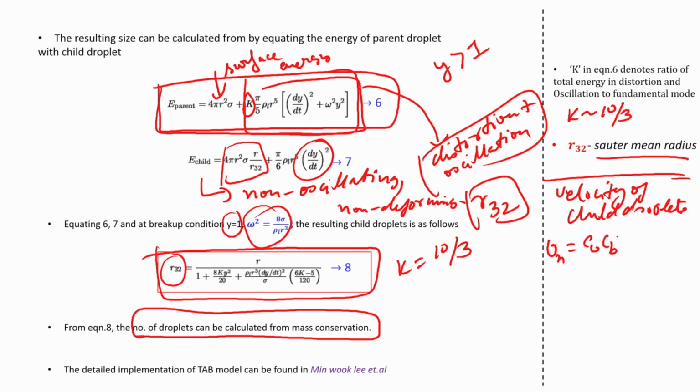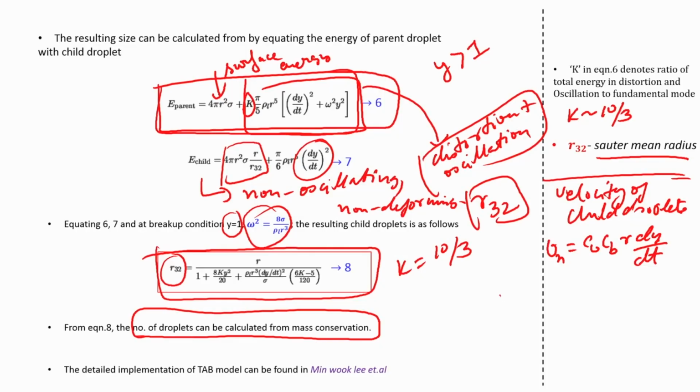Cv into, these are all constants, do not worry too much about them, dy by dt. So, it is basically that a droplet comes and meets at the equator, and that is the velocity with which this actually goes. Okay. So, this velocity is normal to the parent drop velocity. This drop is traveling like this, right. So, this particular thing now becomes that.